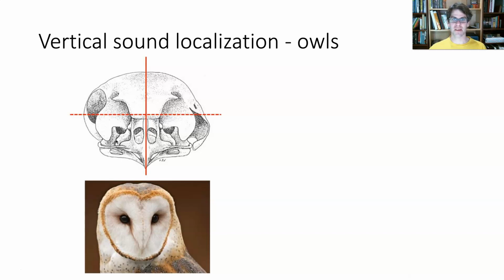Similarly, we can't actually tell very well if sound is coming from above us or below us, because, again, we just have the two ears on each side. Owls have kind of figured out a way to improve upon this, though, right?